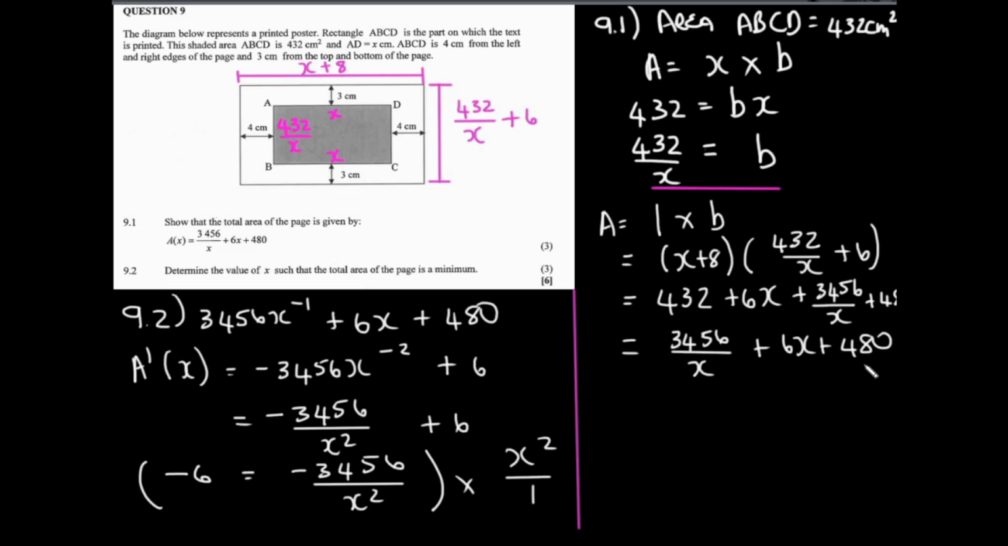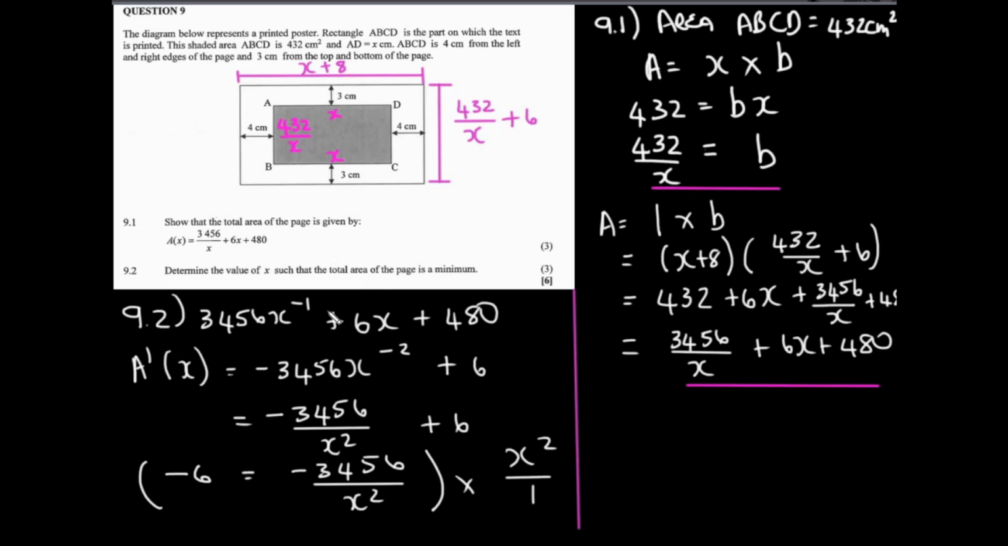Now let's look at 9.2. Determine the value of x such that the total area of the page is a minimum. Now whenever you see the word minimum or maximum, you need to remember that you need to take a derivative. So let's look at the expression that we had here, because this is the expression we are going to be using. It's 3,456 x to the power negative 1. Remember that denominator goes up now because we need it to be a numerator in order for us to take a derivative. Plus 6x plus 480, that doesn't change.